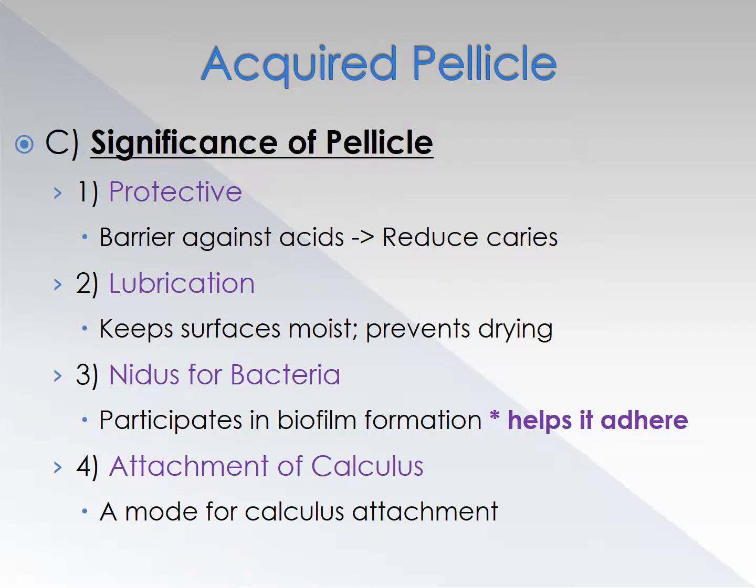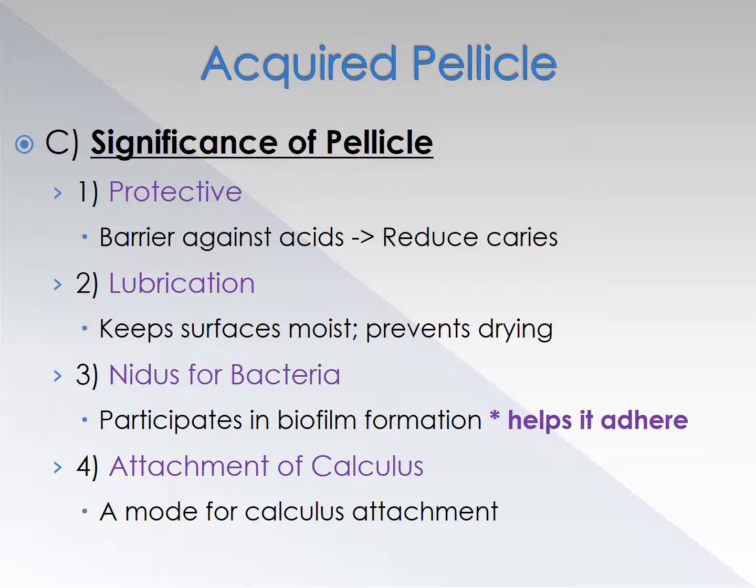Okay, so acquired pellicle plays a really important role in the health of the oral environment. It plays a protective role, a lubricating role. It becomes a nidus for bacteria, and it also aids in the attachment of calculus. So as a protection, it becomes a barrier against acid, so it helps reduce the caries risk. Then it also lubricates and keeps the teeth nice and moist so that when you're speaking and eating, it's allowing you to do so without everything sticking to your teeth.